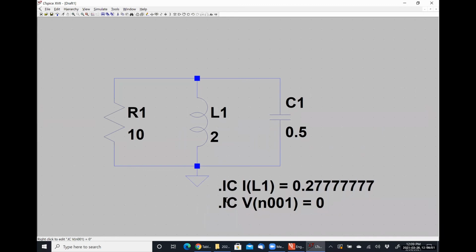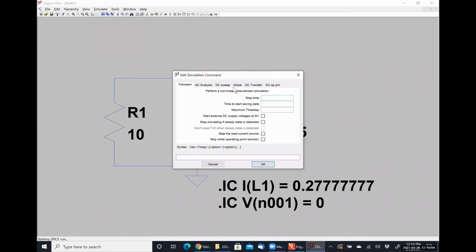This is going to be transient analysis. So because alpha is 0.1, I'm going to let this guy go for about 1 second and we'll just see what happens. So simulate, run, stop time of 1 second.